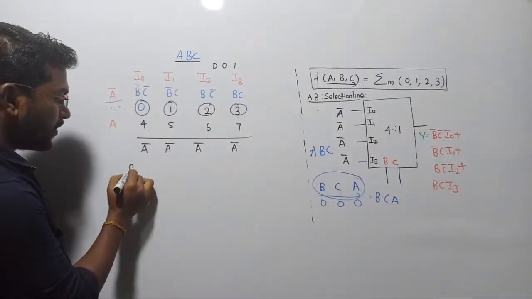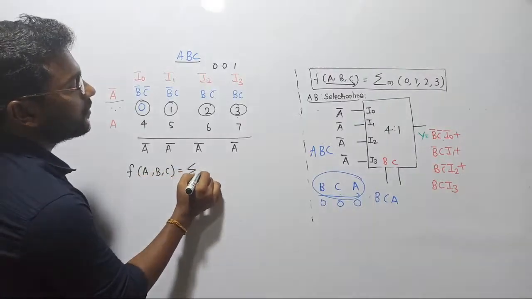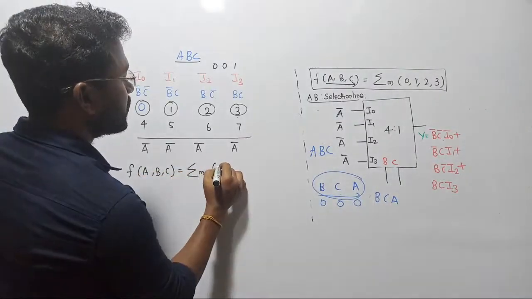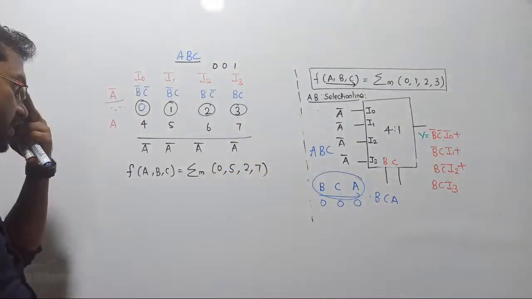Suppose here itself, if one more function is given, for example ABC is given as a sum of minterms. Let us consider the given ones are 0, 5, 2, 7. If it is given like this, then what will be our output?